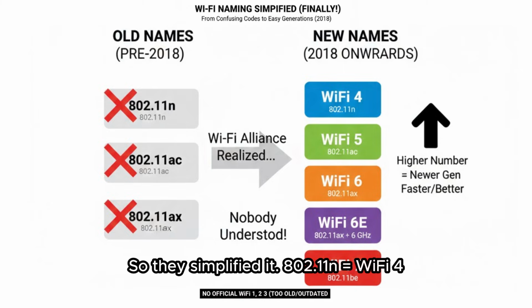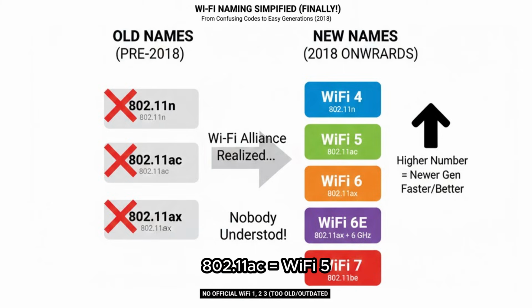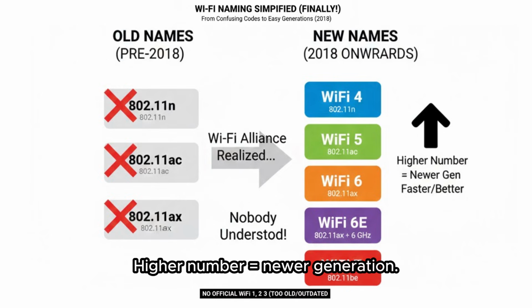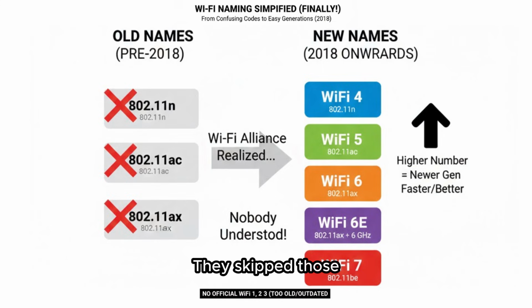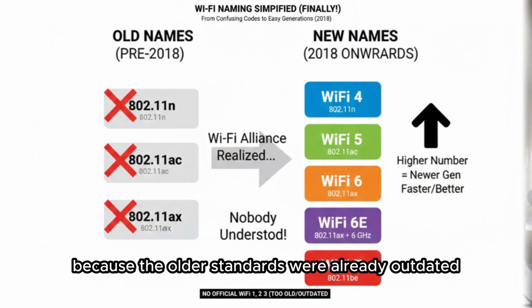802.11n equals Wi-Fi 4, 802.11ac equals Wi-Fi 5, 802.11ax equals Wi-Fi 6, 802.11ax with 6 GHz equals Wi-Fi 6E, 802.11be equals Wi-Fi 7. Higher number, newer generation. Notice there's no Wi-Fi 1, 2, or 3 officially named. They skipped those because the older standards were already outdated.